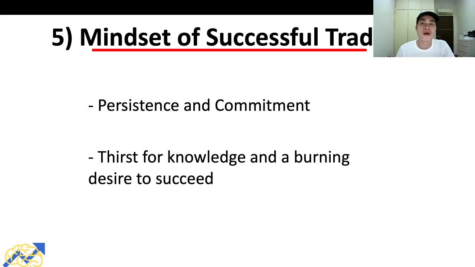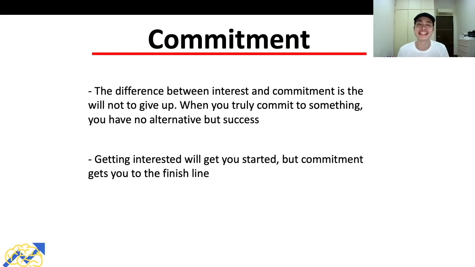And for the fifth lesson, Mark Minervini talks about some of the mindset or traits of successful traders. They are persistence, commitment, thirst for knowledge, and a burning desire to succeed. The difference between interest and commitment is the will not to give up. Because when you truly commit to something, you have no alternative but success.